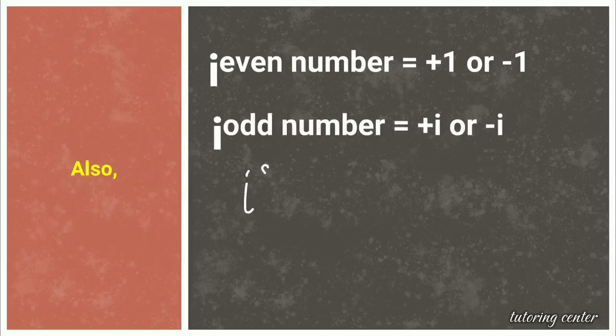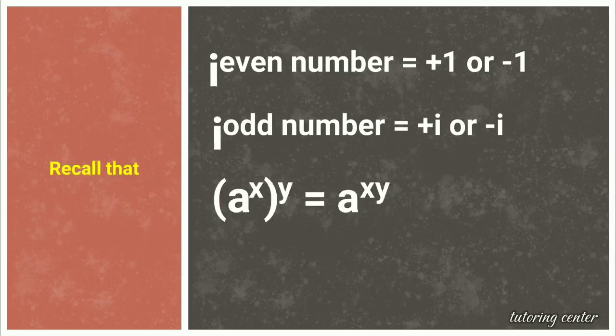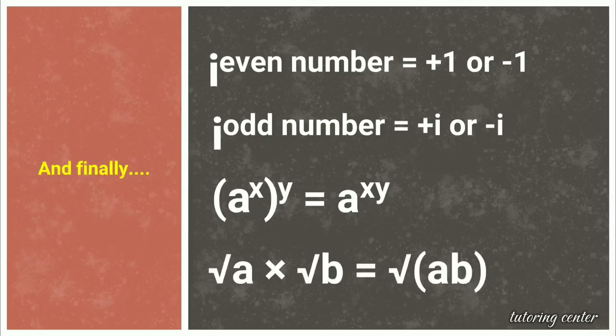i to the power 2n minus 1 will always give us either a positive or negative i. With that basis, that is all we need to know to be able to simplify things as fast as possible. This is just basic indices to remind us that a to the power x times y is equal to a to the power xy, and root a times root b is equal to root ab. We have already seen this at the beginning of the video. Now let's look at some examples.